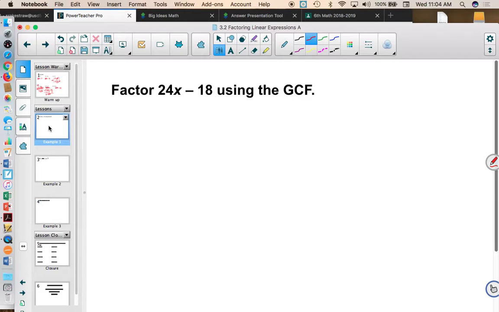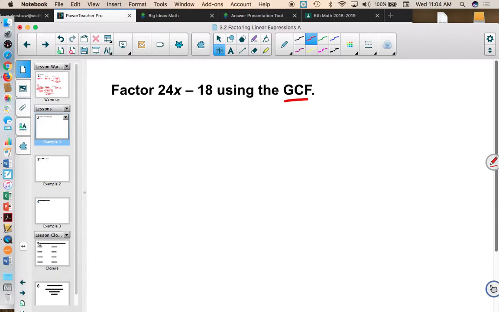With the distributive property, you multiply what's on the outside of the parentheses by everything on the inside. But when you undo it, you're going to divide everything by what we're going to put on the outside. Well, it says I have to use the GCF. So first of all, I've got to know the GCF of 24 and 18. What is the greatest common factor between 24 and 18?